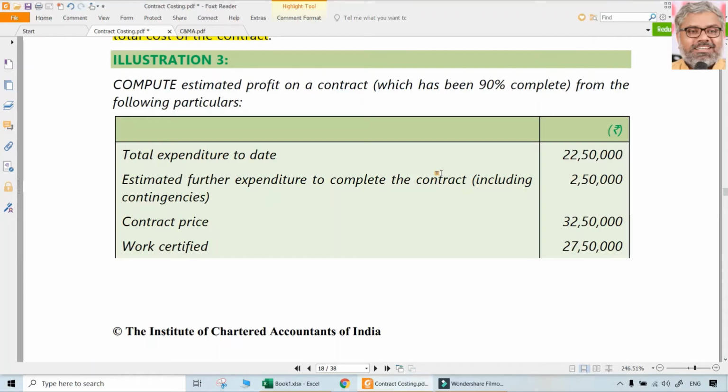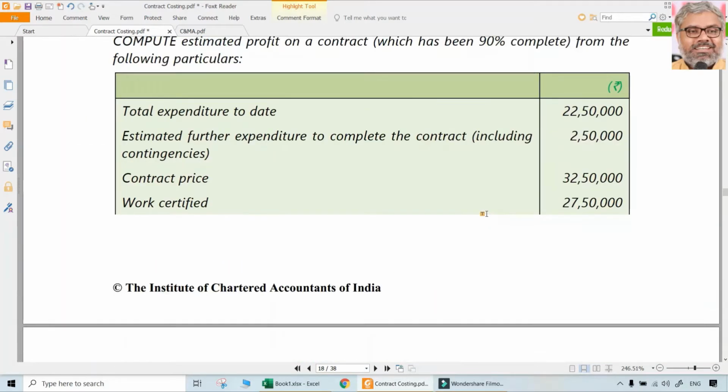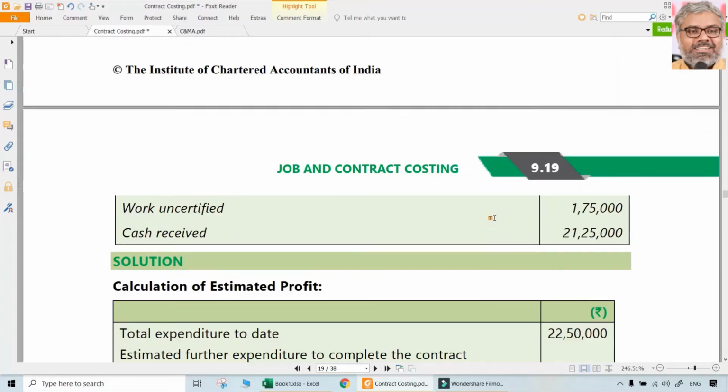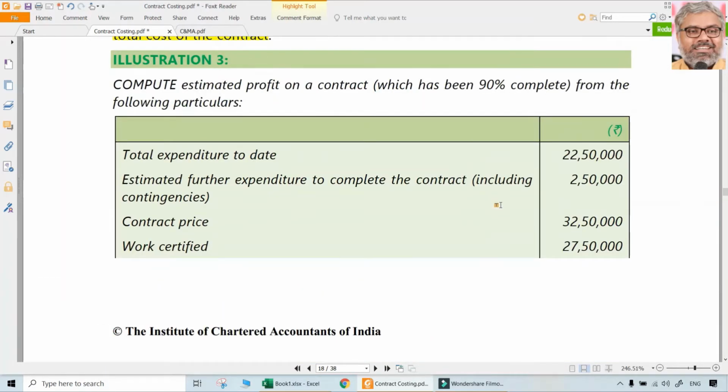Now let us do some illustrations and problems related to contract costing. Illustration 3 in the ICA material asks us to compute estimated profit on a contract which has been 90% complete from the following particulars. Total expenditure to date is 22 lakhs 50,000. Estimated further expenditure, which is future expenditure including contingencies, is 2 lakhs 50,000. Contract price is 32 lakhs 50,000. Work certified is 27 lakhs 50,000 and work uncertified is 1 lakh 75,000. Cash received is 21 lakhs 25,000. It's not a big problem. It is just a simple thing.